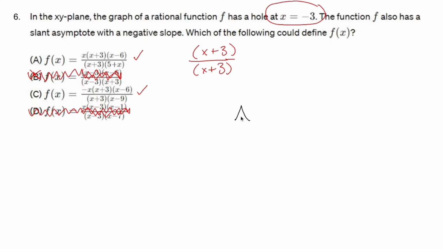Now what we have to do is figure out what it means to have a negative slant asymptote. A slant asymptote that's negative is going to look like this. Also, if it has a slant asymptote, the degree of the polynomial in the numerator has to be 1 more. Looking at both of these options, we have x, x, x, and x, x, so that still works. And we have x, x, x, and x, x, so that's still good. So that's not going to eliminate anything.